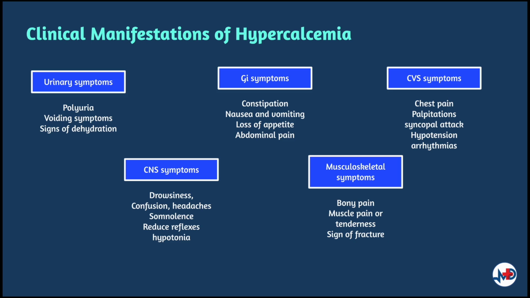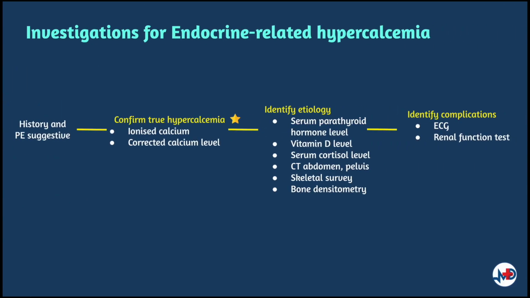And some patients may present with cardiovascular symptoms like chest pain, palpitation, syncopal attack, hypotension, and arrhythmias. Symptoms suggestive of nervous system involvement include drowsiness, confusion, headaches, somnolence, and reduced tone and reflexes. And with regard to the musculoskeletal system, patients complain of bony pain, muscle pain or tenderness, and signs of fracture. With history and physical exam suggesting that this could be a case of hypercalcemia, lab tests should be done.